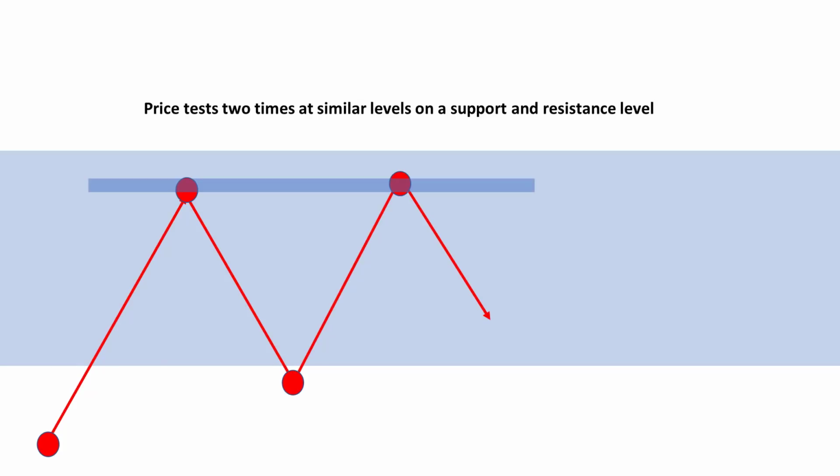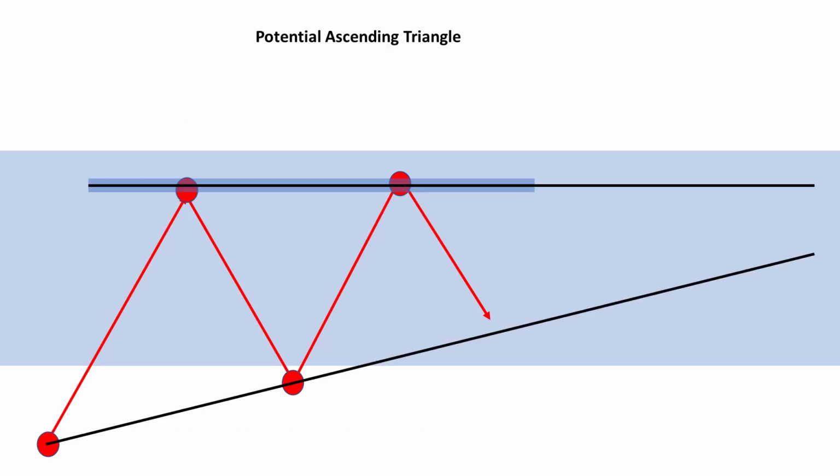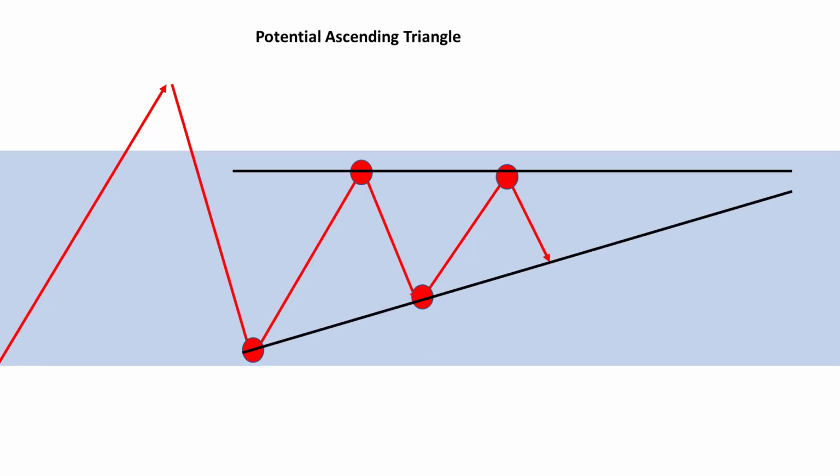Here we see the market pressing up into what would be a resistance level. Price tests two times at similar levels on a support and resistance level. We have two market swings, this time making higher lows. We now have a potential ascending triangle. Here we see the market again testing the level. This time it has pressed above and then pulled back and started to test at what would be considered a support area. We have a potential ascending triangle.